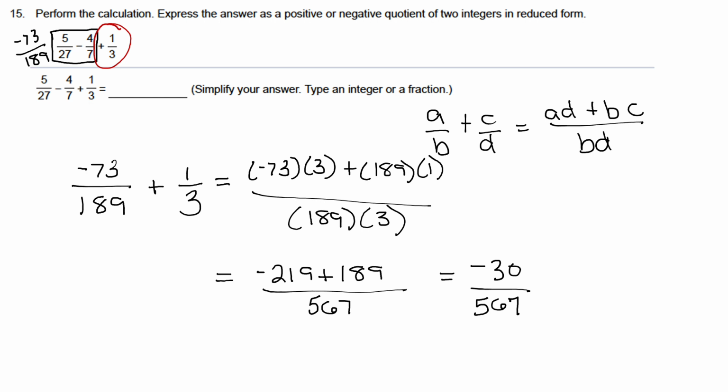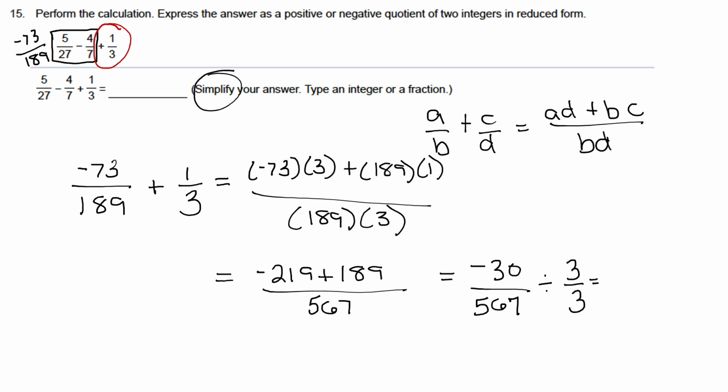Now I want to find two numbers that evenly divide into 30 and 567 because I want to simplify my answer. So you can go on your calculator and see what numbers go into both 30 and 567. I know that 3 goes into 30 evenly. So on your calculator, you can see if 3 goes into 567 evenly. And it does. So we can divide both the top and the bottom by 3.